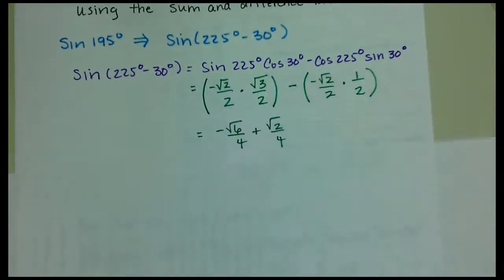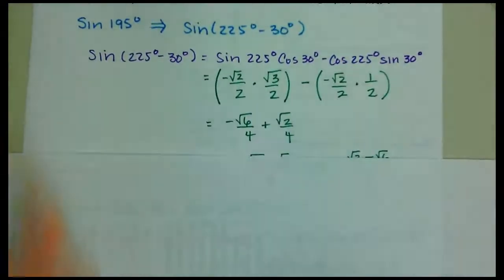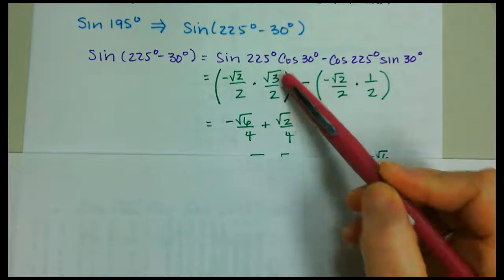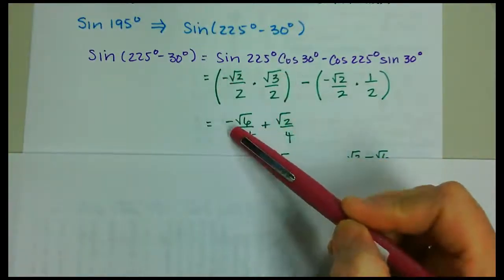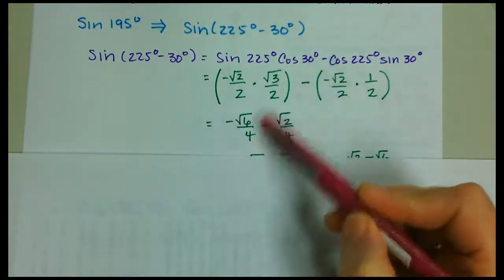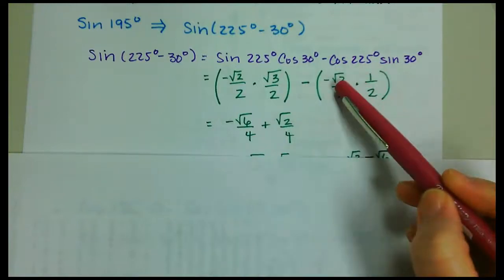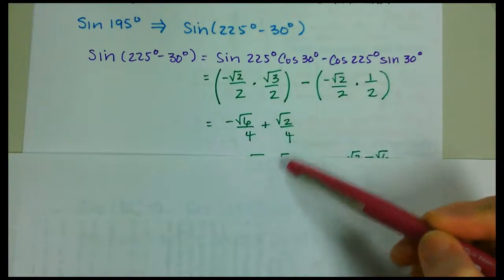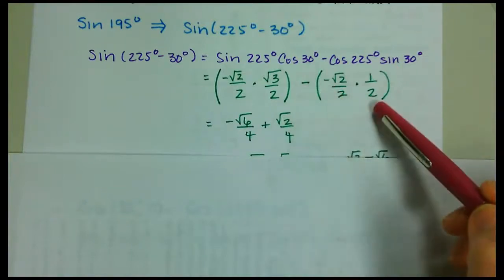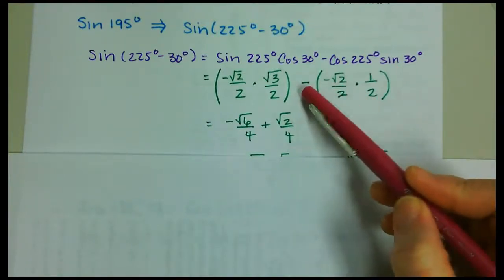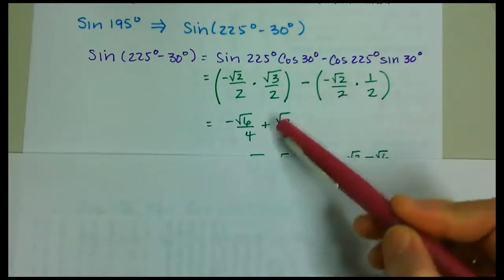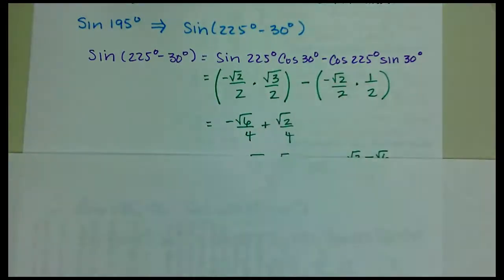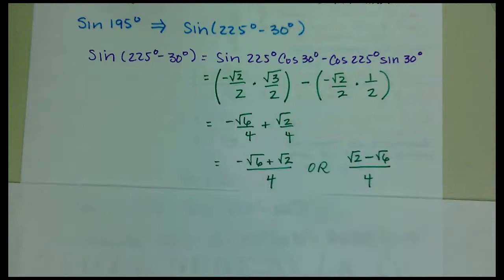So once I start cleaning this up, I get root 2 times root 3, which is root 6, and it's negative. And that's 2 times 2, which is 4. And over here I get root 2 times 1, which is root 2, and it's negative. And then I have 2 times 2 is 4, but we have a double negative here. So a negative times a negative makes a positive. Once I have that, I'm putting it together.